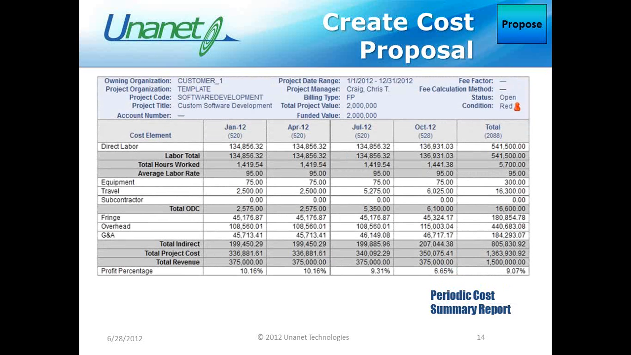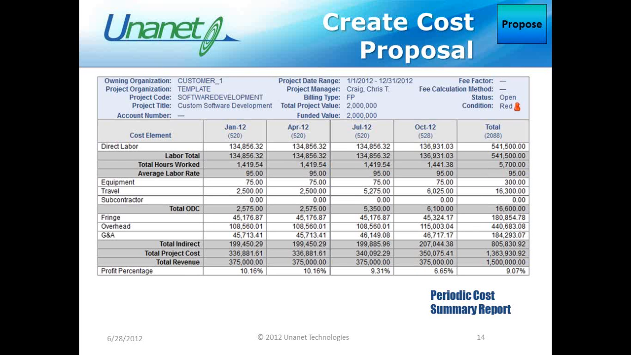I can immediately run the periodic cost summary report available with the portfolio license to create my cost proposal. Choosing to report on plans, and I've listed here for a quarter, this report shows labor costs, direct costs, and indirect costs, along with the projected revenue, and finally the profit and profit margin in one single report.